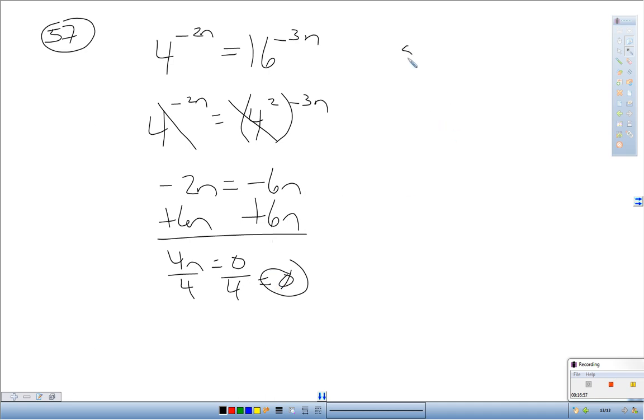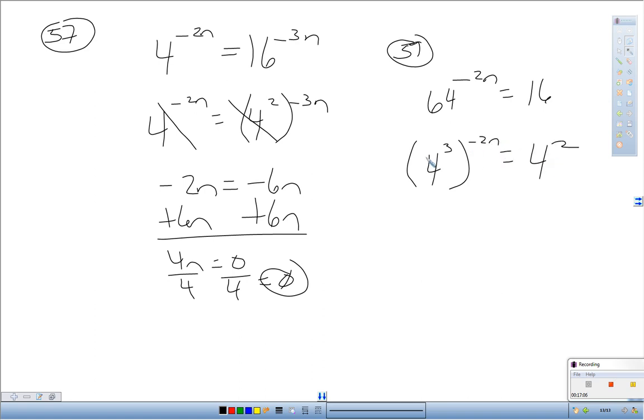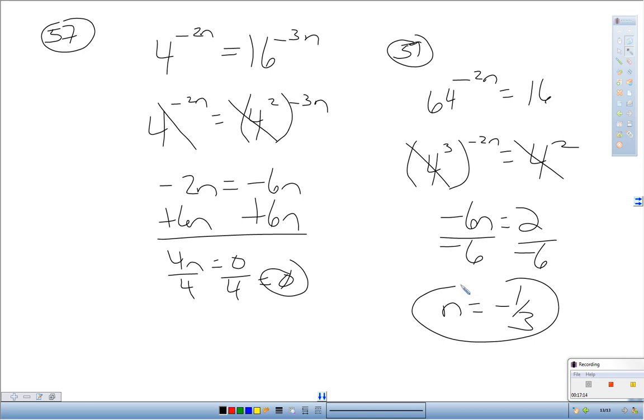All right, 59. I've got 64 to the negative 2n equals 16. So I'm going to use base 4. So 4 to the 3rd equals 64, and 4 squared is equal to 16. The 4s cross out. That gives me negative 6n is equal to 2. Divide by negative 6. That gives me that n is equal to negative 1/3 for number 59.